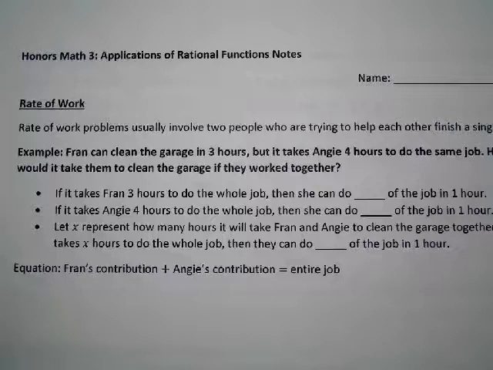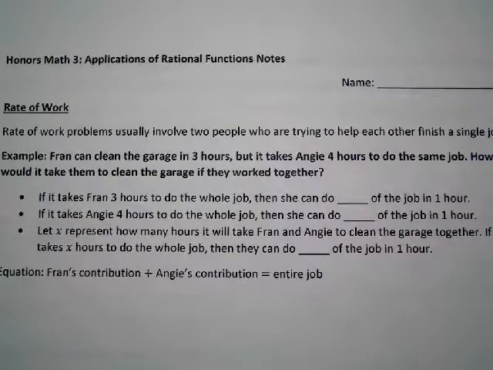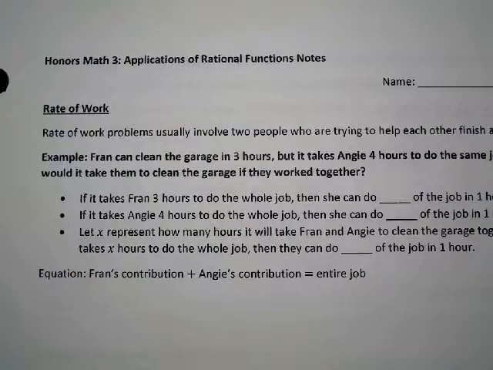So rate of work problems usually involve two people, maybe more, who are trying to help each other finish a single job, and the two people involved work at different rates. So for example, we have Fran who can clean the garage in 3 hours, and we have Angie who can clean the garage in 4 hours, and they're going to work together to clean the garage. How long would it take them to clean the garage working together? So we're going to work our way through this.